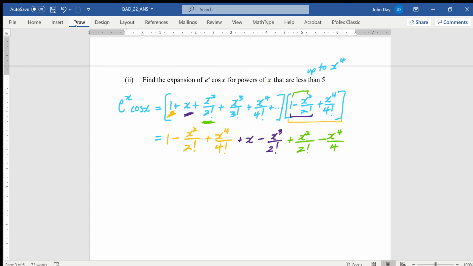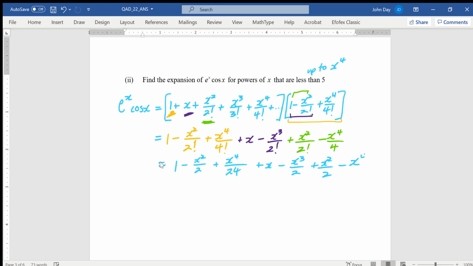I might just simplify that down without the factorials. I get 1 minus x squared on 2 plus x to the 4 on 24 plus x minus x cubed on 2 plus x squared on 2 minus x4 on 4. All right.